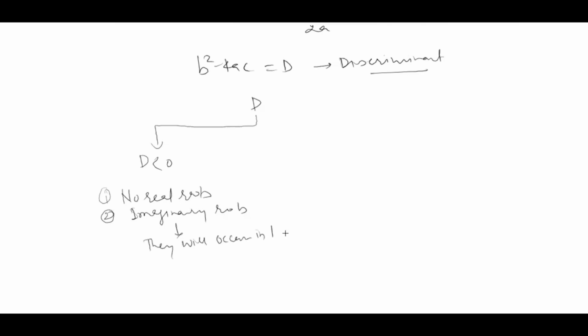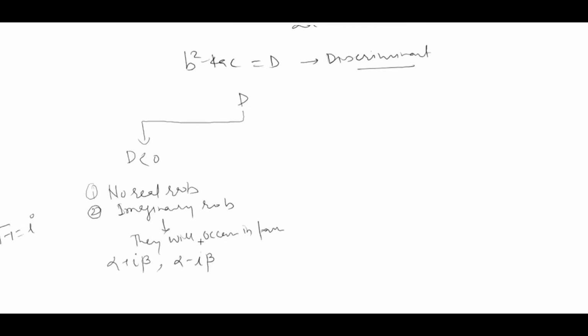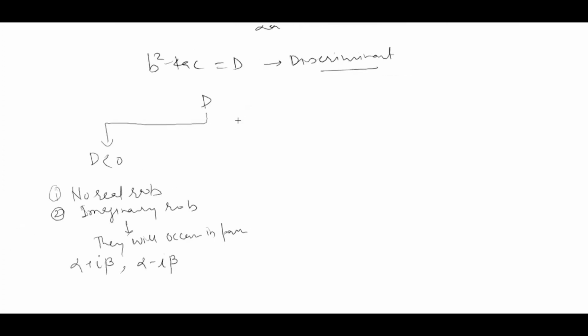So what we mean here is that, say, if one of the roots is alpha plus i beta, wherein i is the iota symbol used for the imaginary number, the square root of -1. This is what i is for. Then the other root will be alpha minus i beta. So they will occur in this sort of pair if d is less than 0.